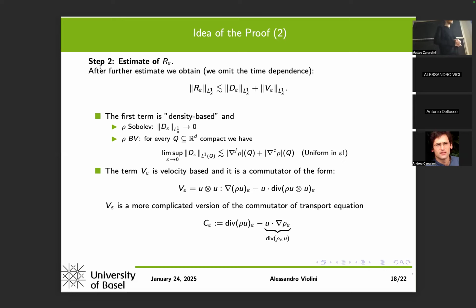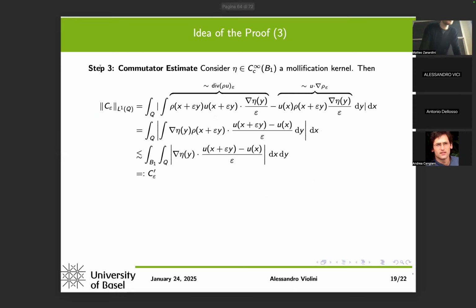And so you would like to study this C epsilon and this convergence in L1. What is the strategy? First, you pick a modification kernel, eta, and you expand the full modification. So the L1 norm will be exactly like this. I'm just using the definition of the modification.